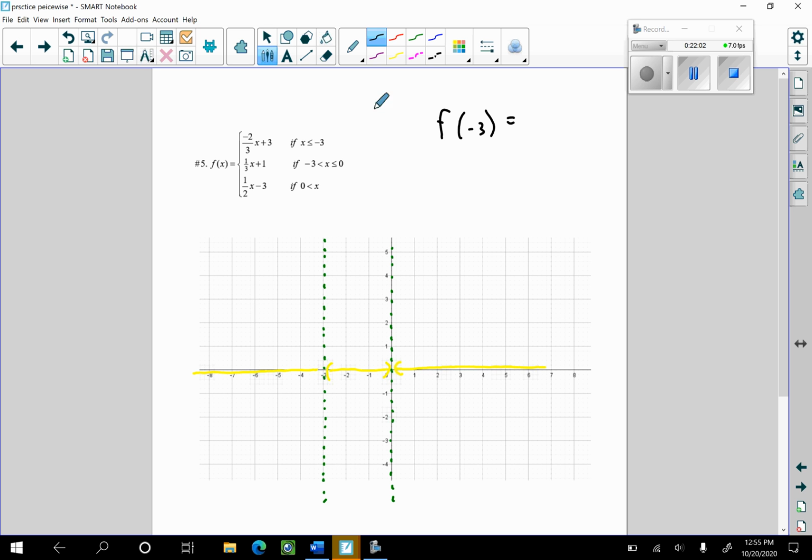And I see if I'm at -3, I'm at this piece right here. So I'm going to put -3 into the top piece. So that's going to be -2/3 times -3 plus 3. Well, the 3's cancel here. Negative makes it positive. This is going to be 2 plus 3, which is equal to 5. So I have this point -3, 5. And I ask myself a question. Is it open circle or closed circle?